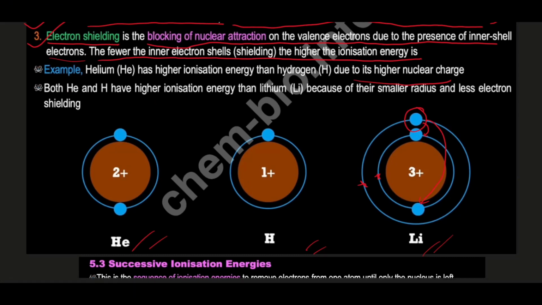How will the radius increase? How? What are you trying to say? How will the radius increase if the proton number increases?